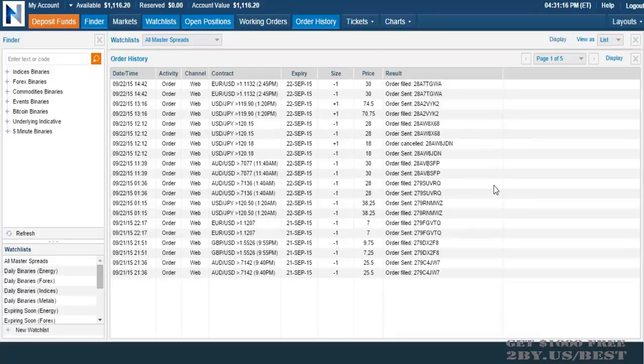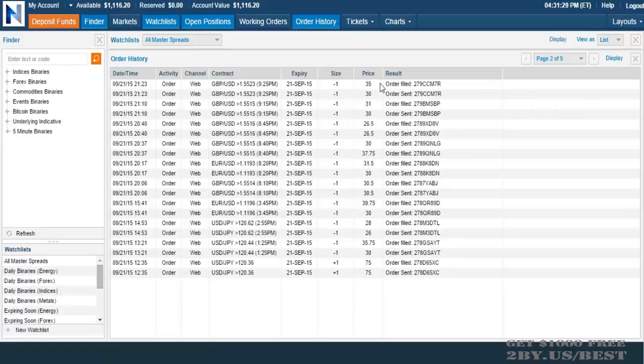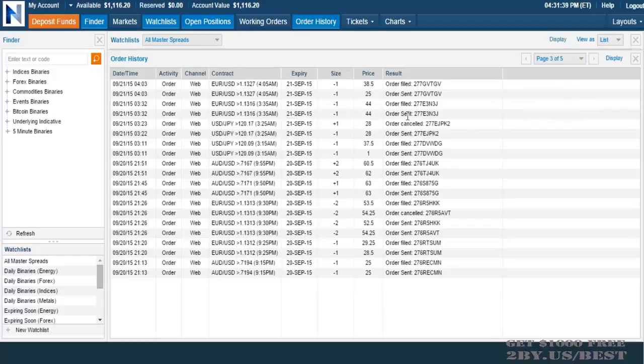Sometimes I don't get it. Sometimes I get a little bit more. Sometimes I get a little less. But for the most part, I'm making between $15 and $30 on the trades. Here's another page. You can see the same thing a little bit. Sometimes I get a little bit more. Sometimes I get a little less. Once again, there's another page. You can see kind of the same stuff.